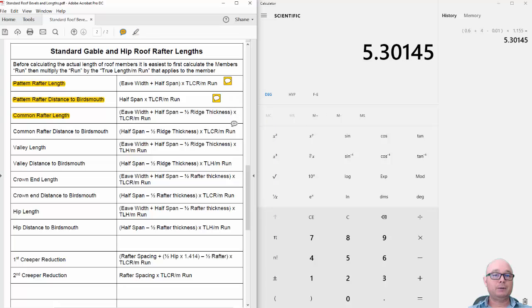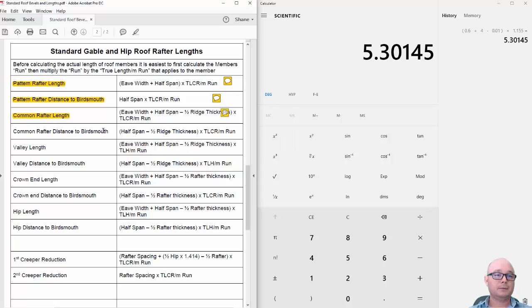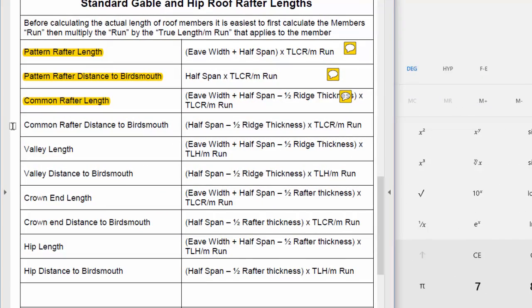I'll just put a sticky note there. So the answer for the common rafter length is 5 metres 302. I'll just clear that before I move on to the next calculation. And the next calculation is for the common rafter distance to Birdsmouth.